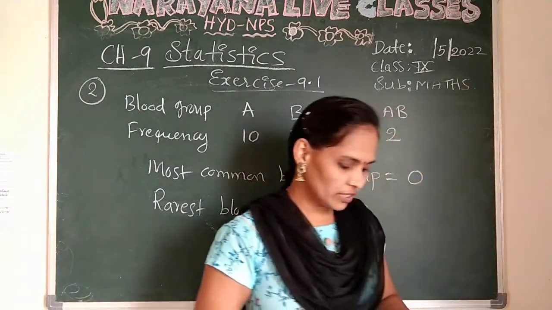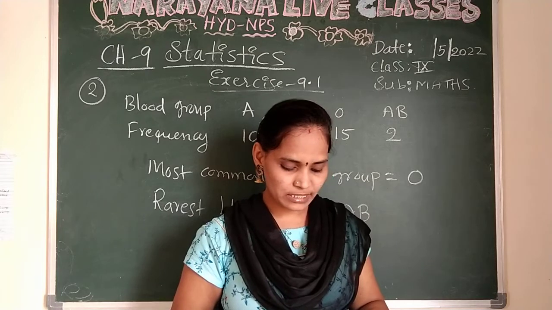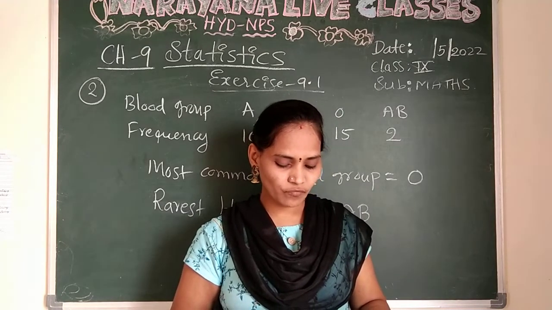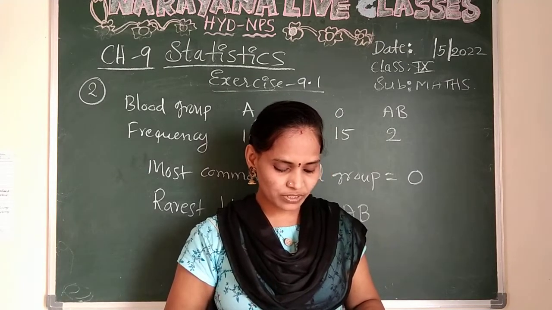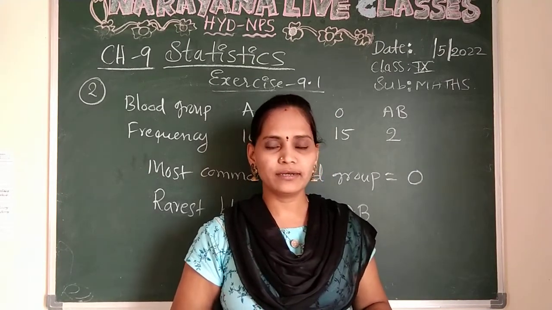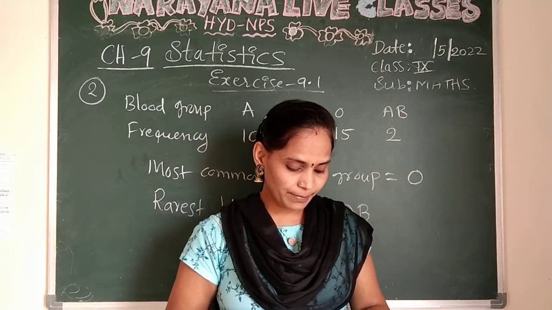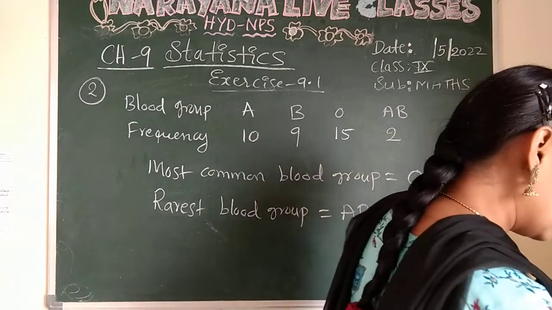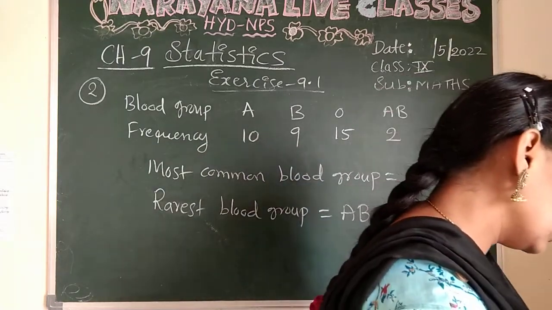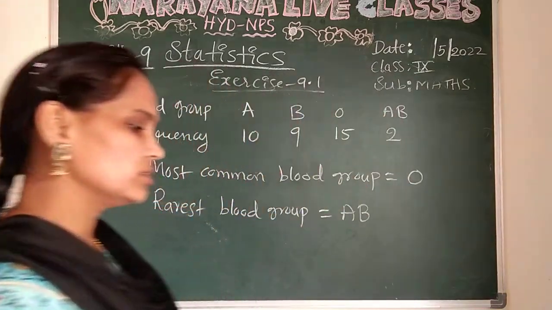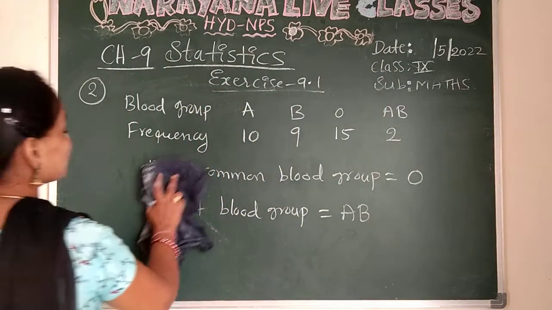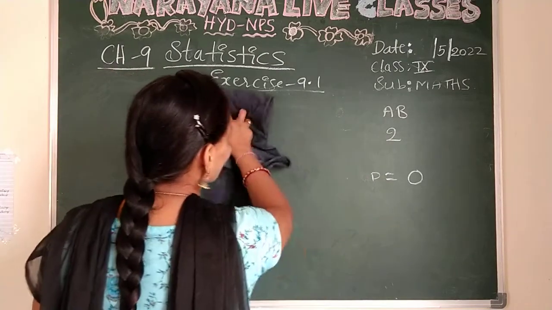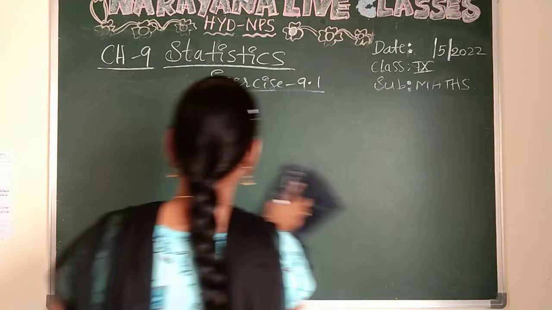Third question. 3 coins were tossed 30 times simultaneously. Each time the number of heads occurring was noted down as follows. Prepare a frequency distribution table for the given data. We should prepare the frequency distribution table for the given data. Same like this only. Here 3 coins were tossed 30 times simultaneously. Simultaneously means at a time. Okay, all 3 coins tossed at a time.